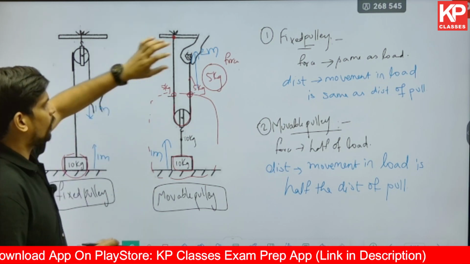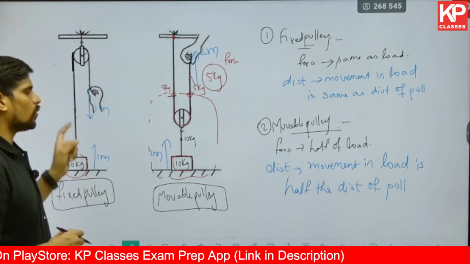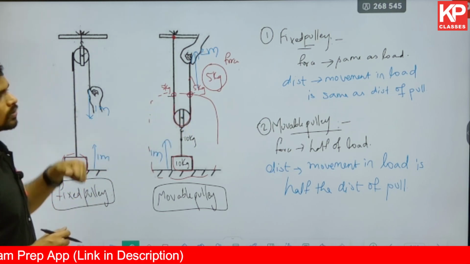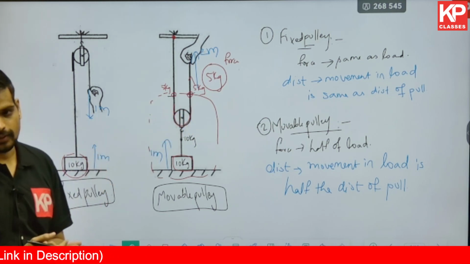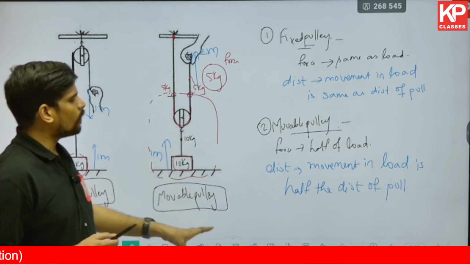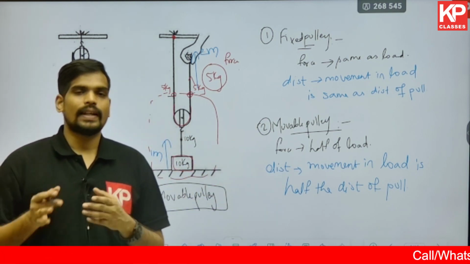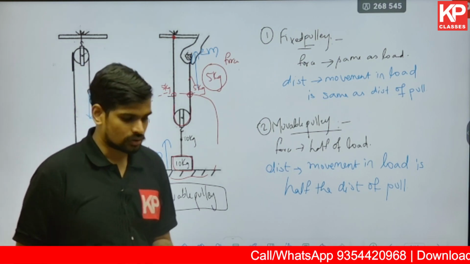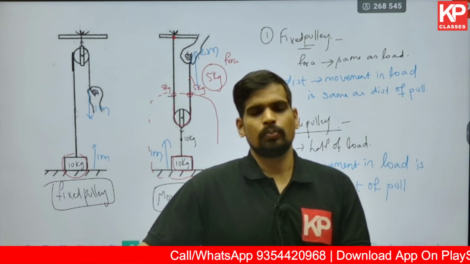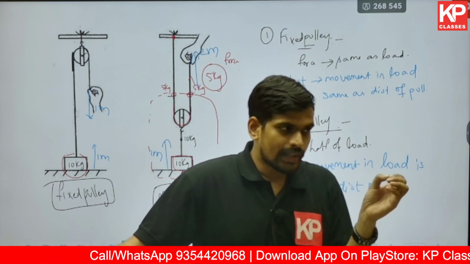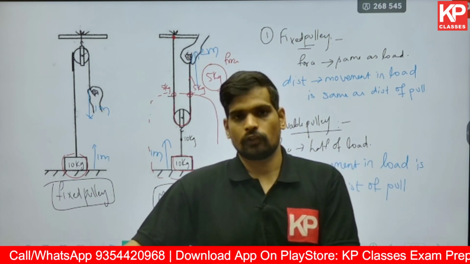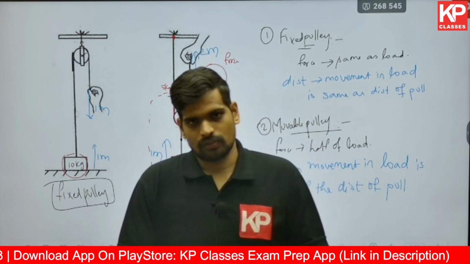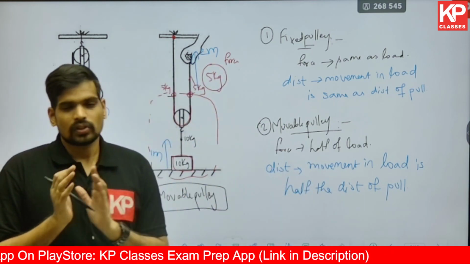Quick summary: in a fixed pulley, the force required to lift a load is the same as the load in the simple system setup. As far as distance is concerned, it is also the same. Whatever distance of pull you have, the same is the distance of rise of the body. In the movable pulley, the force required is half the load, whereas if you pull by 2 meters, the body will rise by only 1 meter. So in fixed pulleys, there is no difference between the length of movement and the length of pull. But in a movable pulley, you always need to pull double the overall movement you want in the body. So that's with respect to distance.